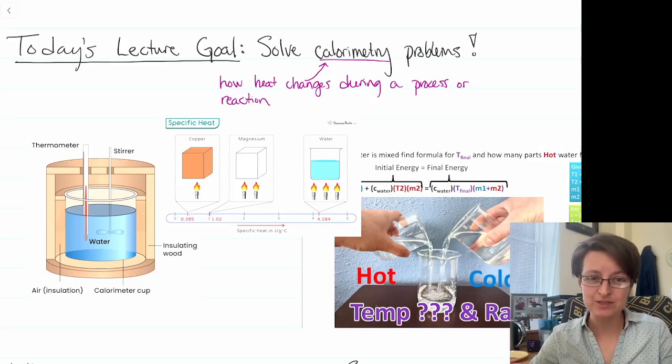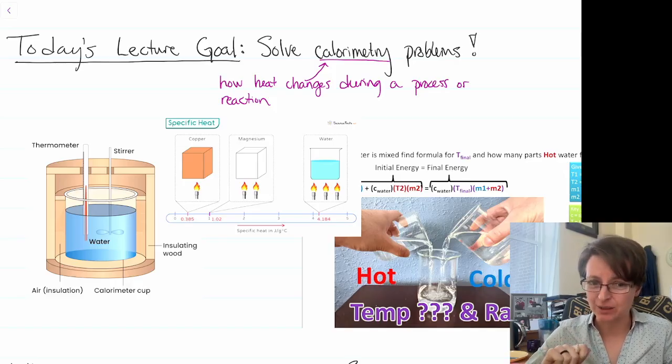In today's lecture, we're going to be talking about calorimetry problems, which is a fancy term for any type of problem you encounter in chemistry where we're trying to think about how heat changes during a normal process or during a chemical reaction. And so calorimetry problems get used all over the place, from chemistry to food science to even what happens if you make yourself a boiling cup of hot chocolate and you want to add a little bit of cold water to cool it off, but not cool it off too much.